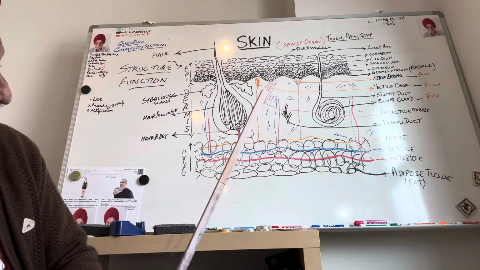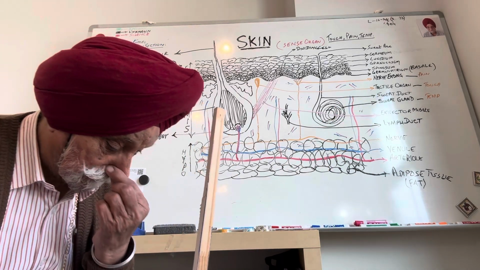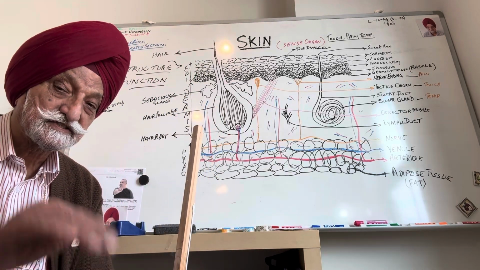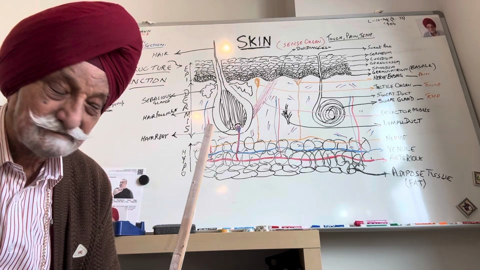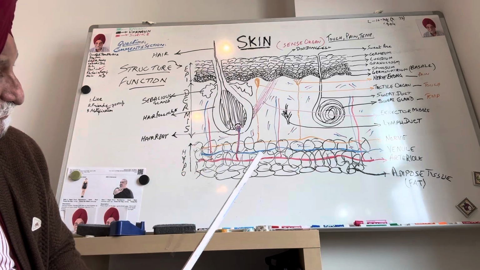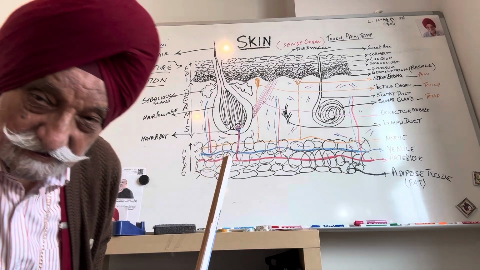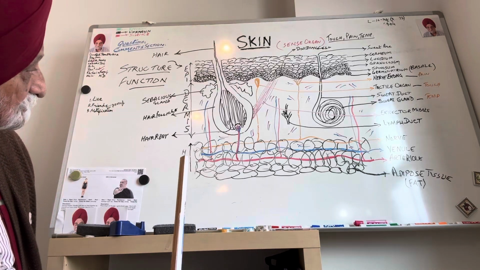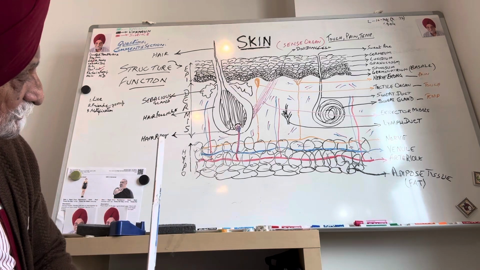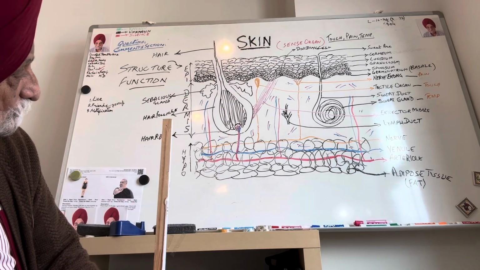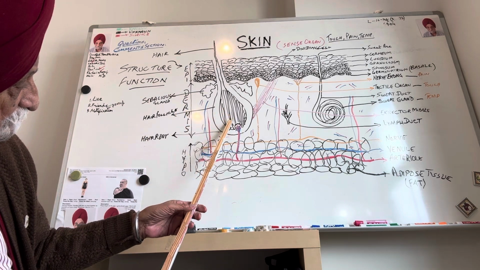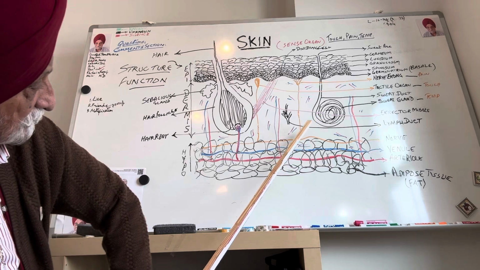Now, this is the epidermis. The epidermis is protective in function, and it protects the dermis, which is very sensitive. Looking at the dermis, it is actually two-thirds of the whole skin, and it has two important structures: the hair and the sweat gland.